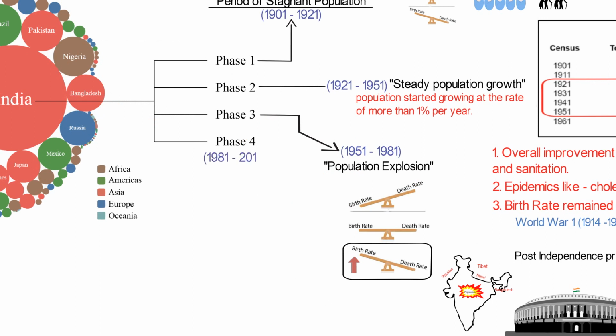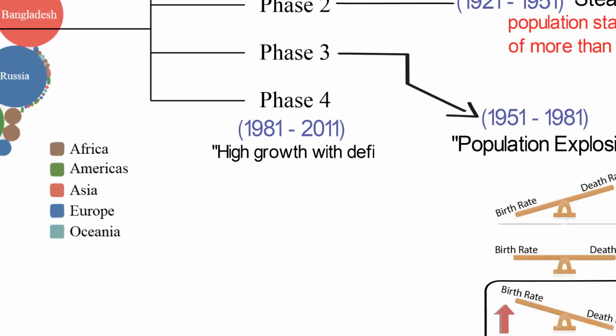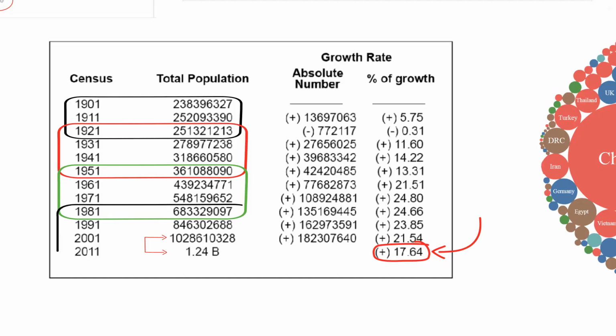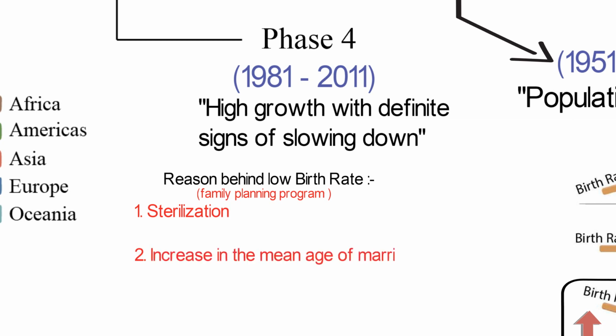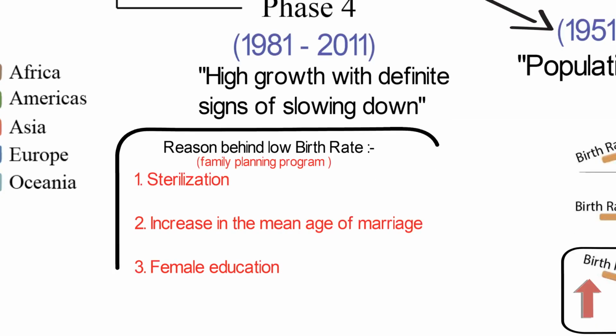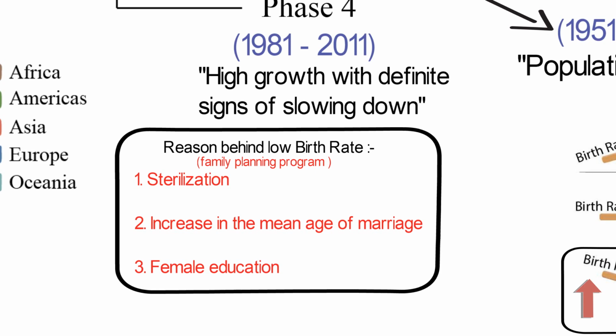The last and the fourth phase is from 1981 to 2011. This period is also referred to as the period of high growth with definite sign of slowing down. In simple words, although the population growth rate was still very high, it started declining after 1981. Why? Simply because the birth rate was going down. In the last phase of the 20th century, the drop in the birth rate largely happened through a family planning program, that is sterilization, then an increase in the mean age of marriage, and improved quality of life, particularly education of females in the country. So these were the reasons behind the downward trend of birth rate.